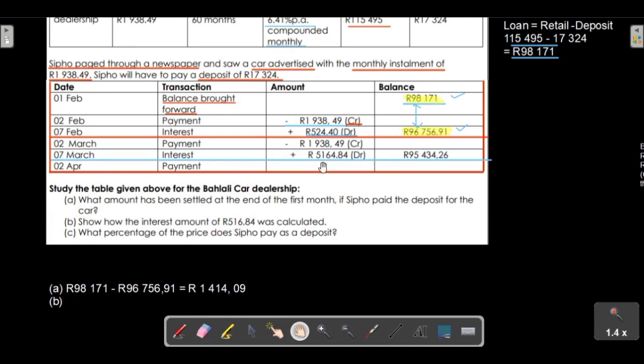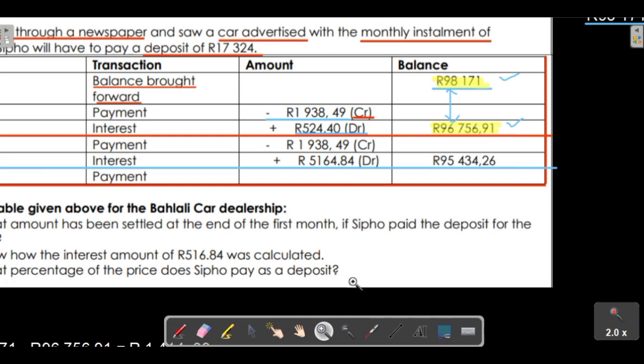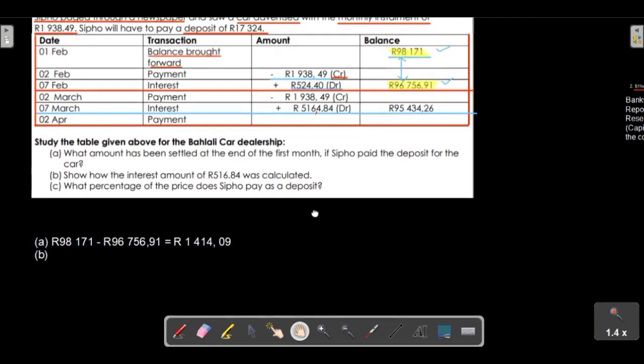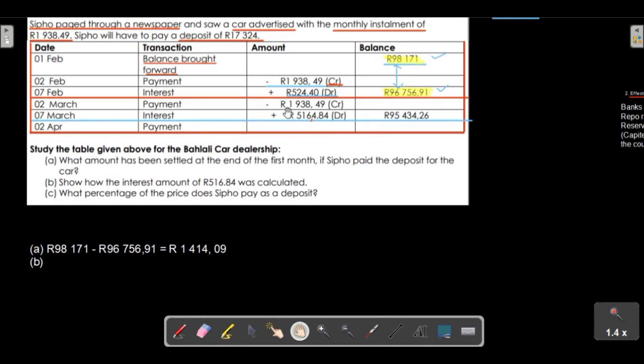516.84, I think they made a mistake here. The comma should be here, so it's 516,84, or comma 84. Yeah, I think they made a mistake there. So let's look at how this was calculated. So this is interest for this month.